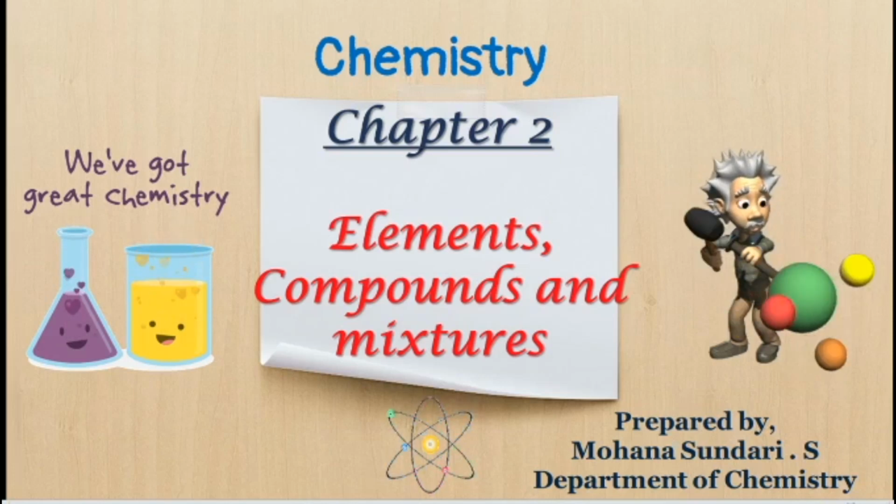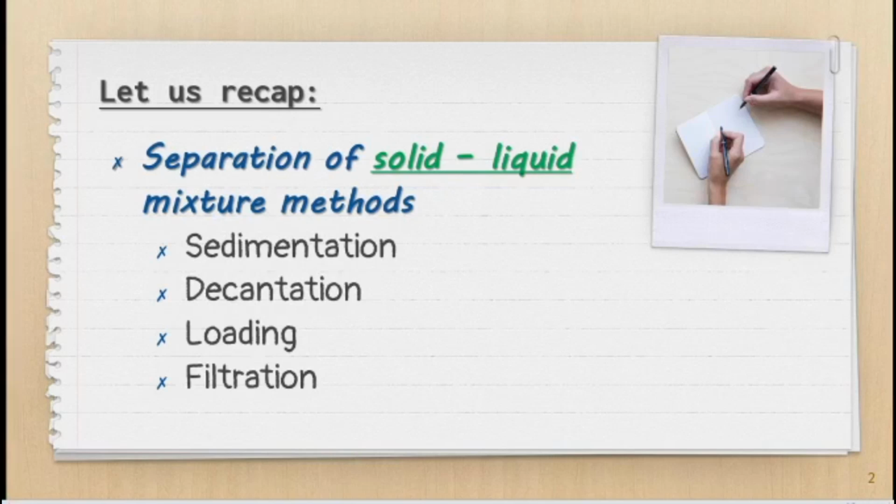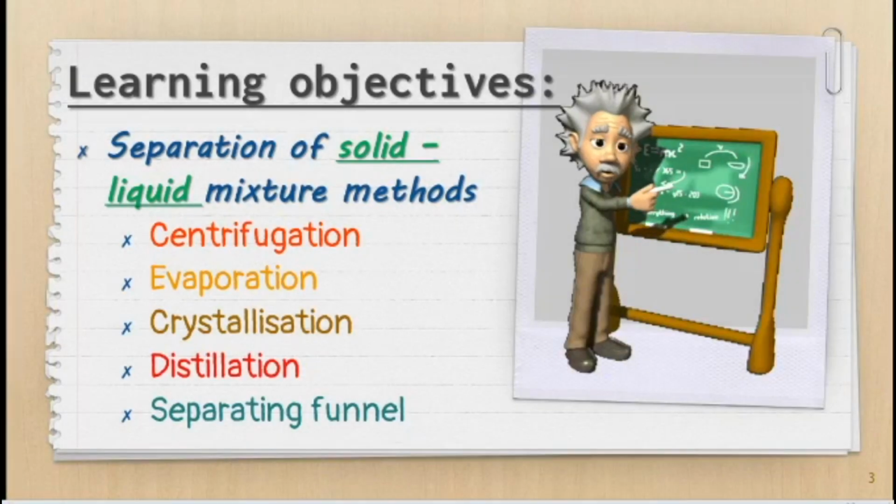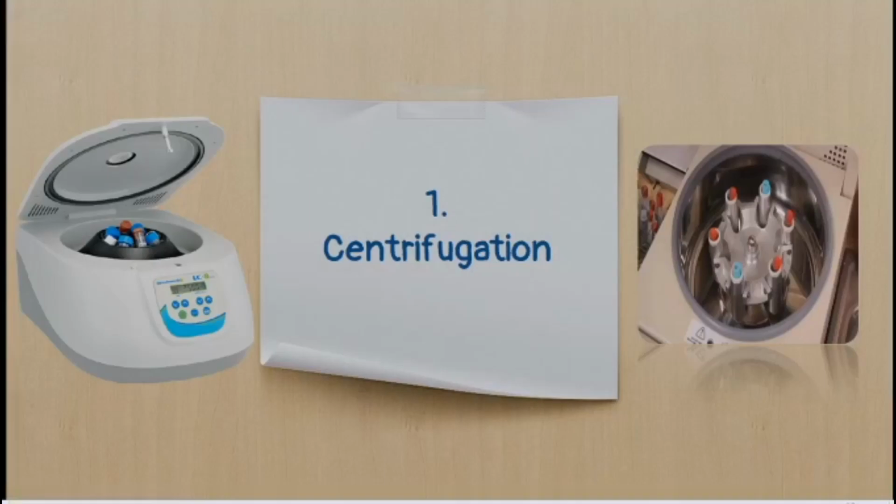So in this video we are going to discuss the last topics of chapter 2. We already discussed sedimentation, decantation, loading and filtration. Now we are going to discuss the remaining methods of separation: centrifugation, evaporation, crystallization, distillation and separating funnel methods.